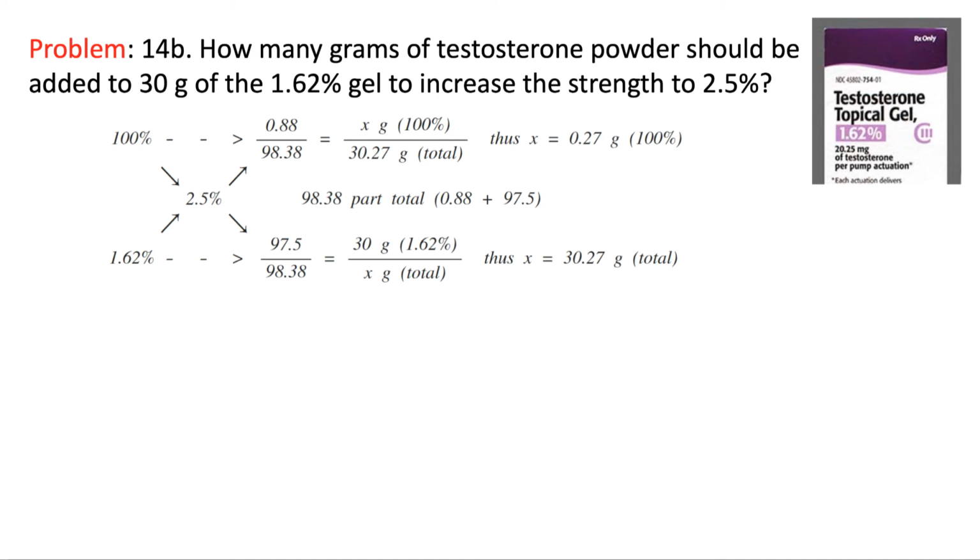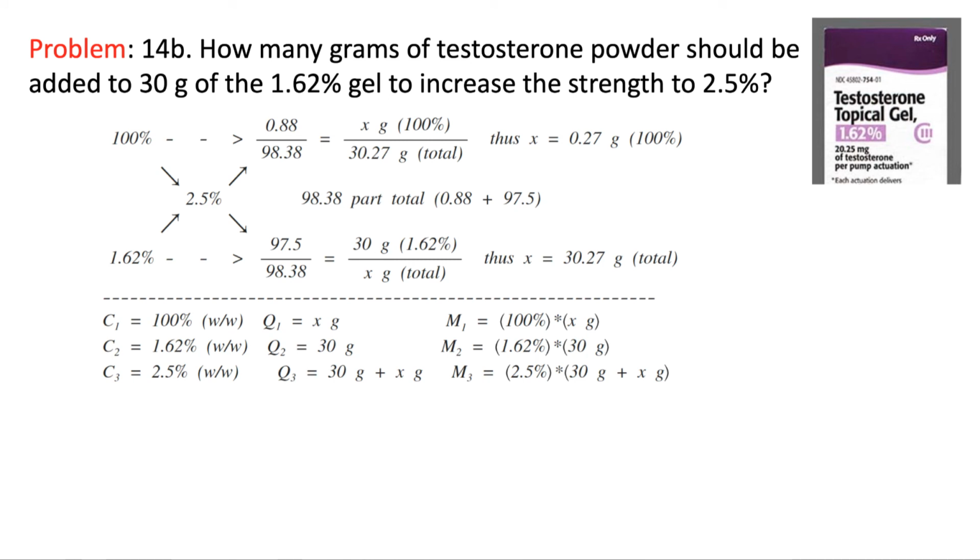Now, let's do the same thing using our algebra. Let's just set up the algebra. So my first product is testosterone powder. The testosterone powder we said has a C1 or a concentration of 100%. How much powder are we going to use? I don't know. That's X. So our Q1 is X grams. So mass 1 is 100% times X.